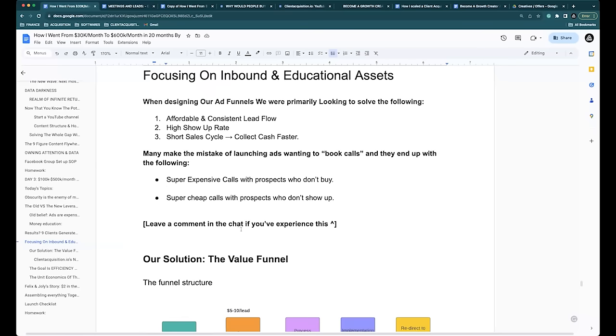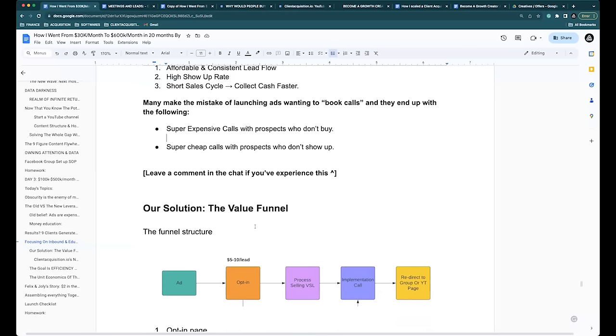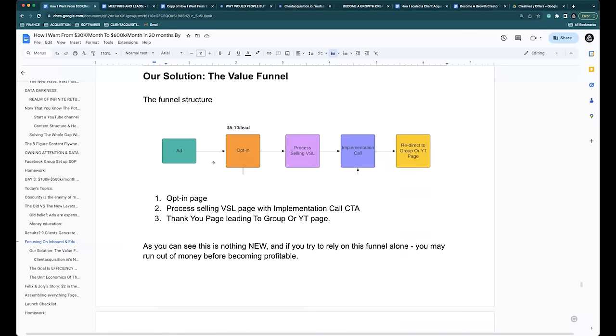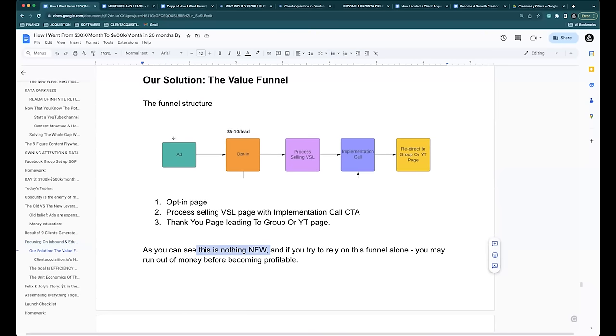So what you want to do instead is leverage this value funnel, okay? And what does the value funnel look like? As you guys can see here, it's an ad, an opt-in, a process selling VSL, an implementation call, and you redirect them to your group or YouTube page. Now, this is nothing new, right? Most of you guys have probably seen this funnel before, right?